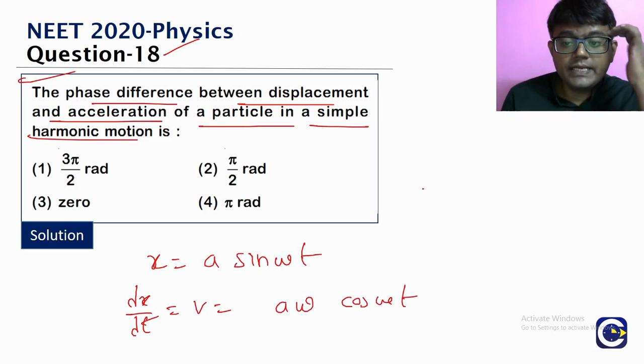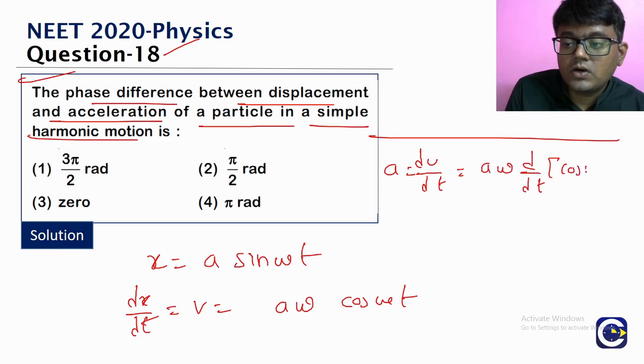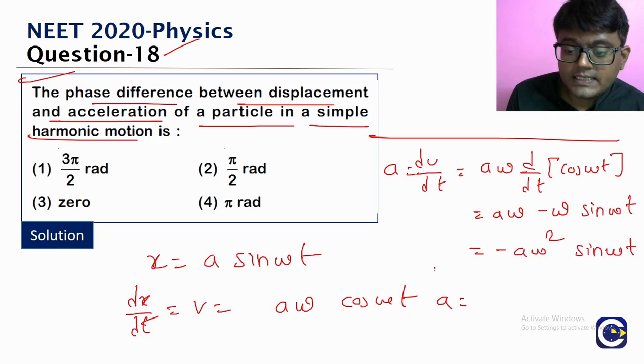Okay. So we take a derivative of the velocity. That will be giving us acceleration only, no? So what is it going to be? a ω into derivative of cos ωt. So what is derivative of cos ωt? Minus ω sin ωt. So minus a ω² into sin ωt. So look at this. Acceleration can be written as what?